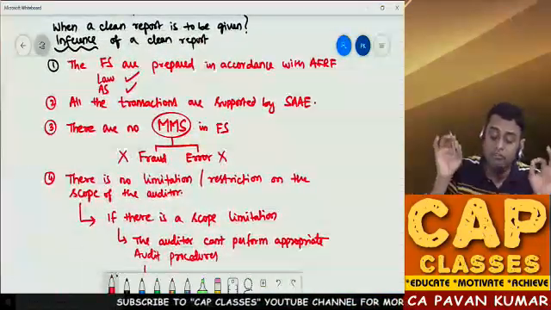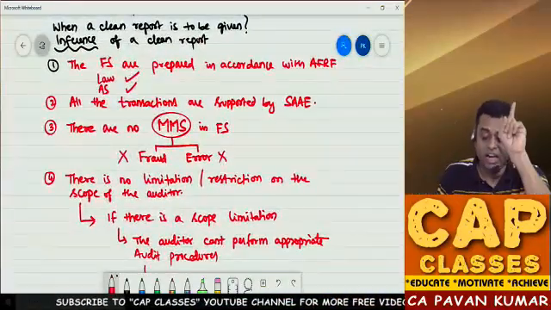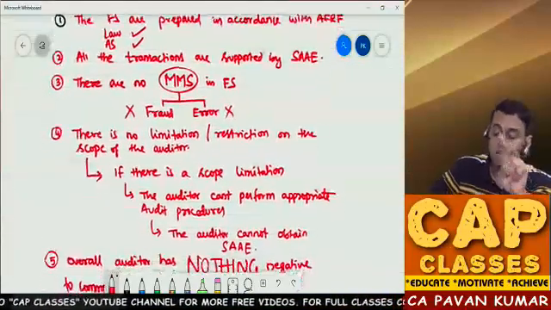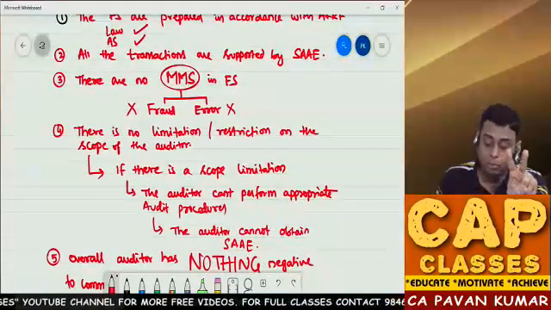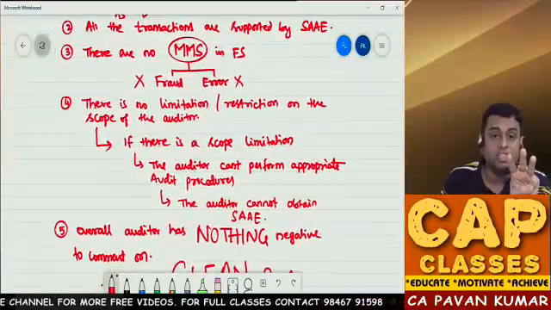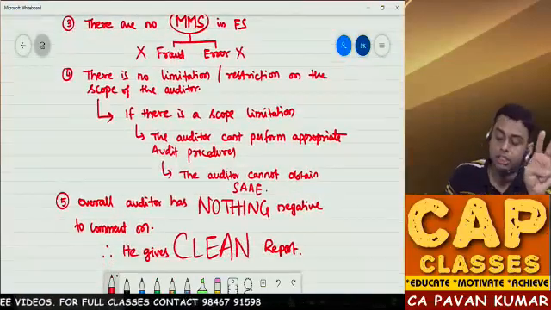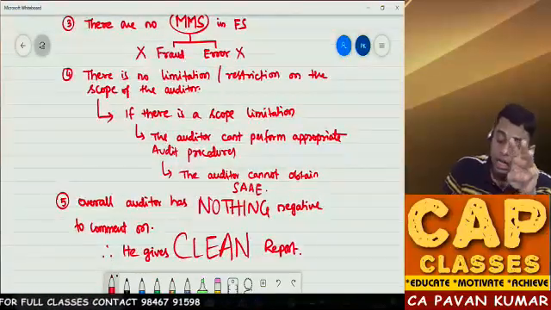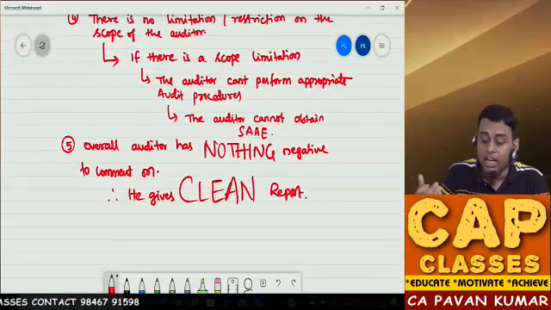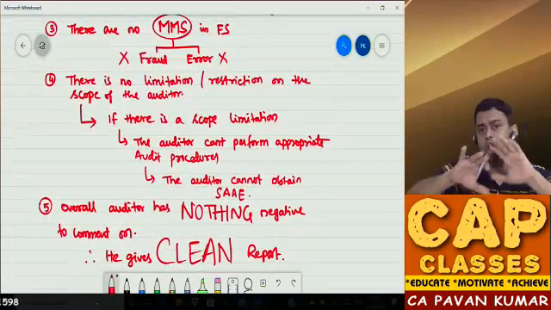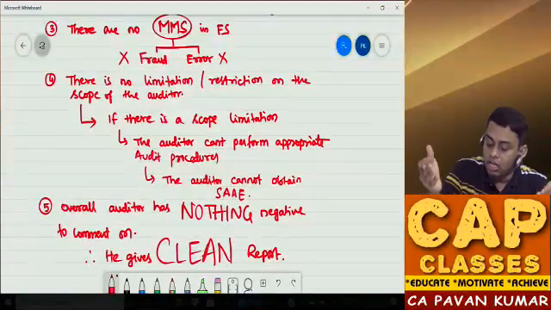So read this. When a clean report is to be given, 1. The financial statements are prepared in accordance with the applicable financial reporting framework. All the transactions are supported by sufficient appropriate audit evidence. There are no material misstatements in the financial statements, no frauds, no major errors. There is no limitation or restriction on the scope of the audit. And the auditor has nothing to report negatively on the company. So from all sides it is positive. So the auditor has given a clean report.